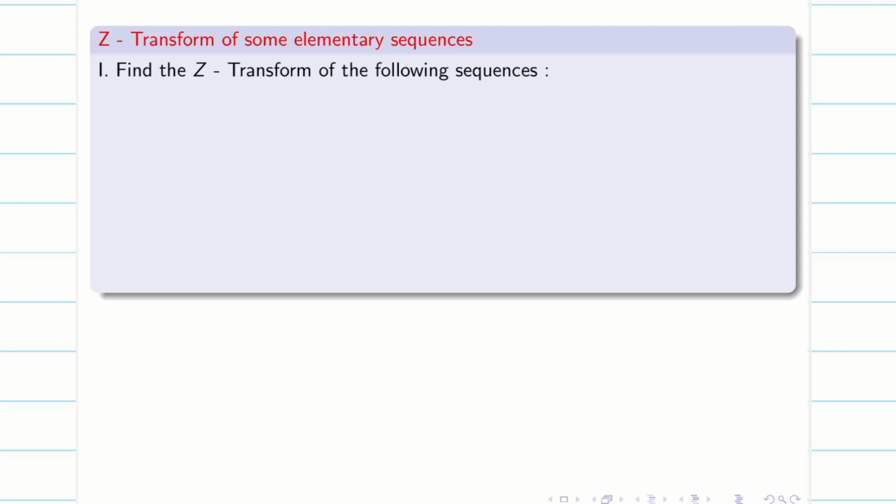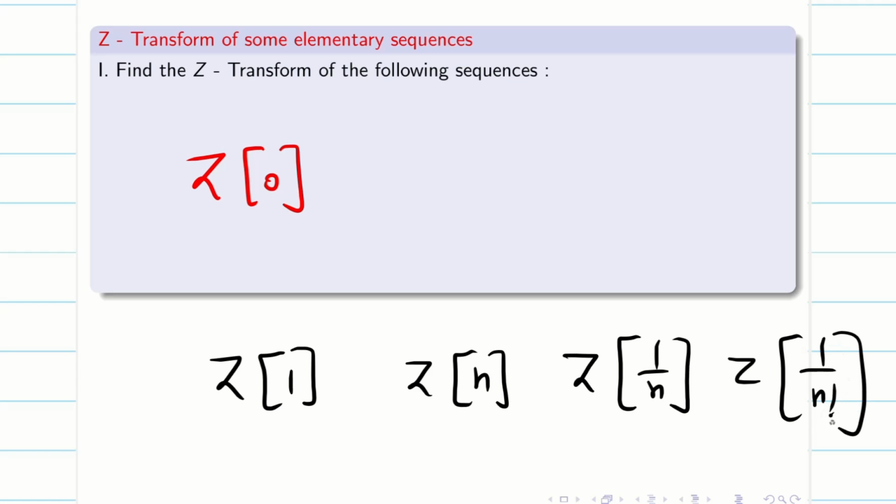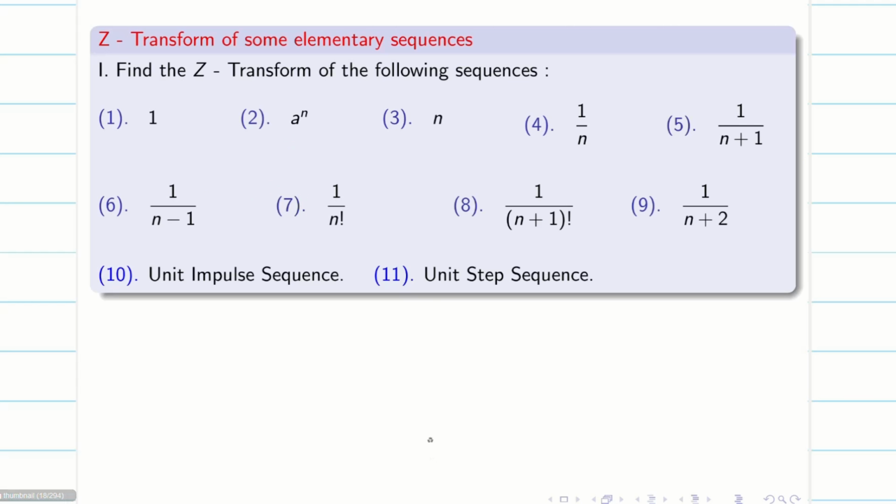We are going to find Z transform of some elementary sequences. Whenever we take a transform, Z of 0 is obviously 0. And we have a curiosity: what will happen to Z of 1? What will happen to Z of n, because input is n? What will happen when I put 1 by n? When I put 1 by n factorial, etc. We are going to see everything one by one in this session. Let us go into the first one.